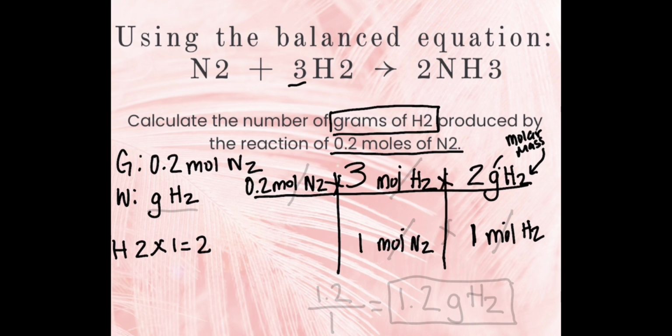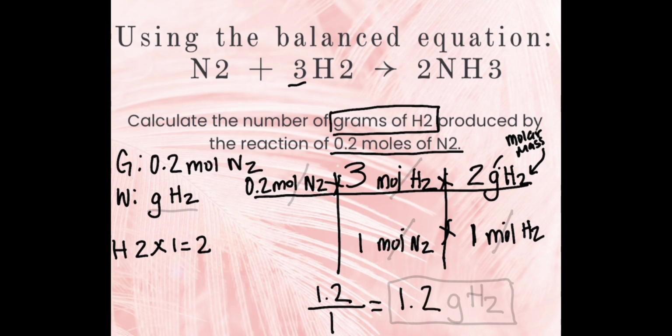So now I have to multiply my numerator and multiply my denominator and get the sum. So I am going to multiply 0.2 times 3 times 2, which gives me 1.2, all right? And then I have 1 times 1 in my denominator, which gives me 1. And so 1 divided by 1.2 is going to give me 1.2.